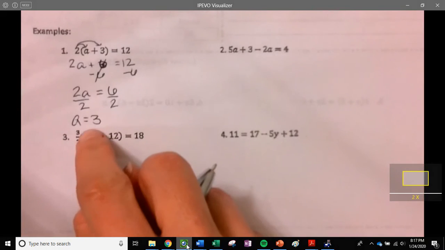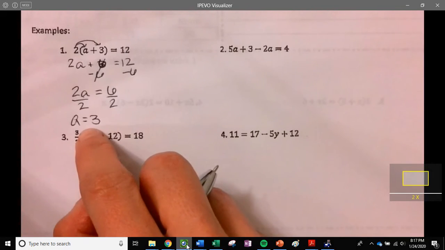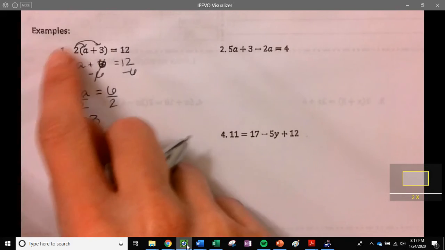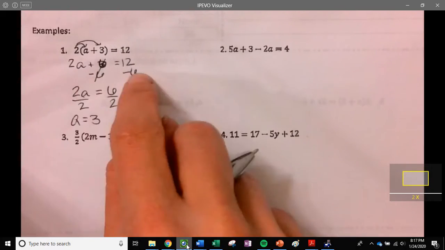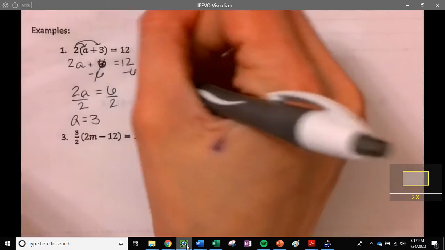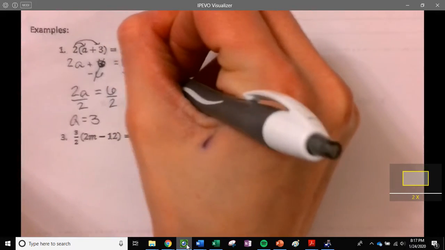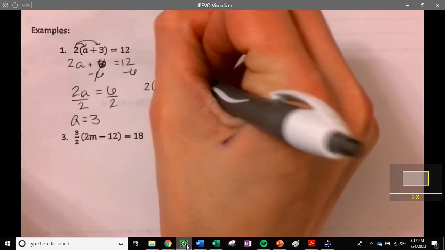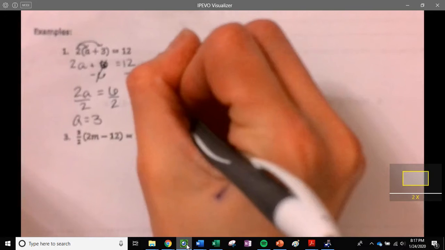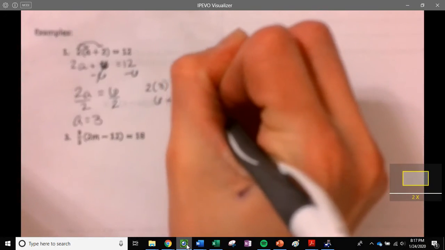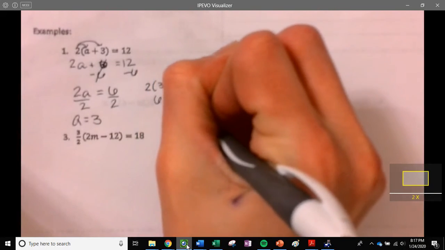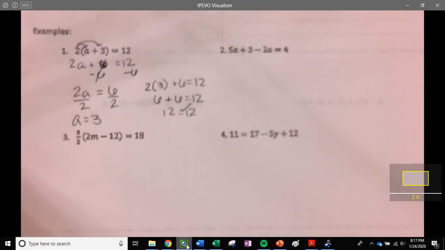Now I need to make sure that this works. So I'm going to plug it back in. I'm not going to plug it back in up here because then I'll just have to redistribute. So I'm going to plug it into the modified version of the equation. And that'll give me 2 times 3 plus 6 equals 12. 2 times 3 is 6. Plus 6 equals 12. 12 equals 12. We know it works. Yay!